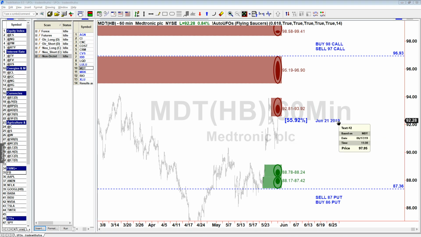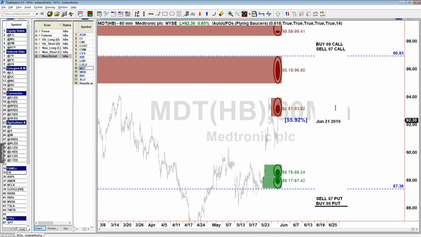Again, this is 4 options, but this is one trade, so don't get confused by that. This is not a 2 options trade. This is 1 options trade. It's called an iron condor.